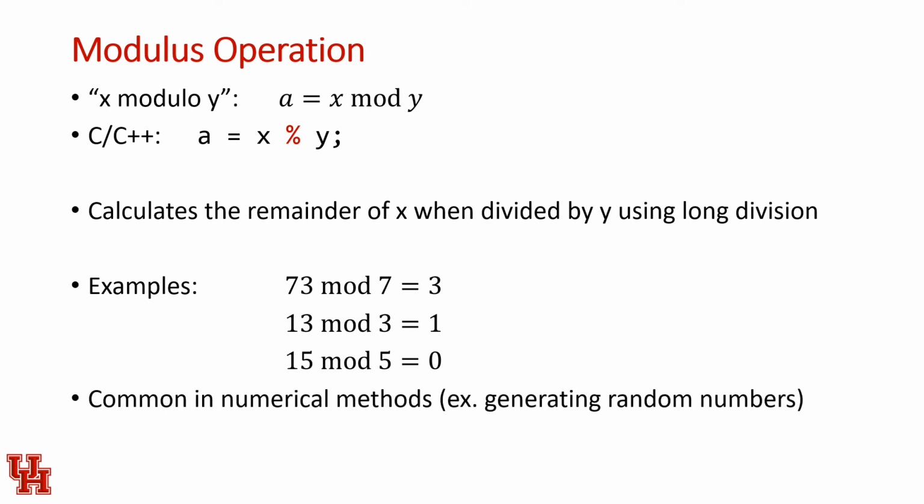I wanted to briefly cover this operation because it's commonly used in numerical methods, such as when we want to generate random numbers. It's also the result of a particular quirk that we'll encounter with unsigned integers, or integers that don't use negative values.